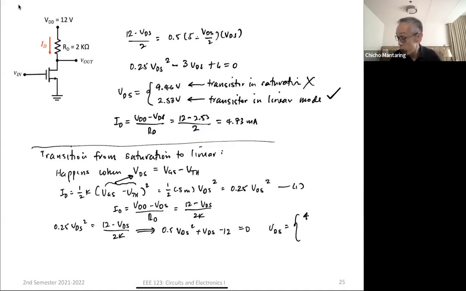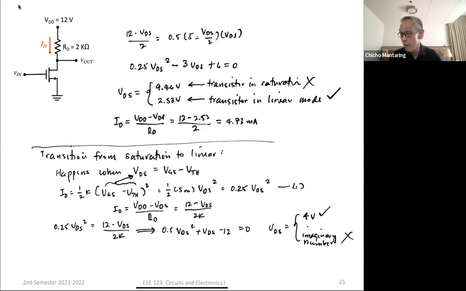The first one is 4 volts. And the second one is an imaginary number. So of course, we know that it cannot be an imaginary number. It has to be a real voltage. And therefore, VDS is equal to 4 volts.